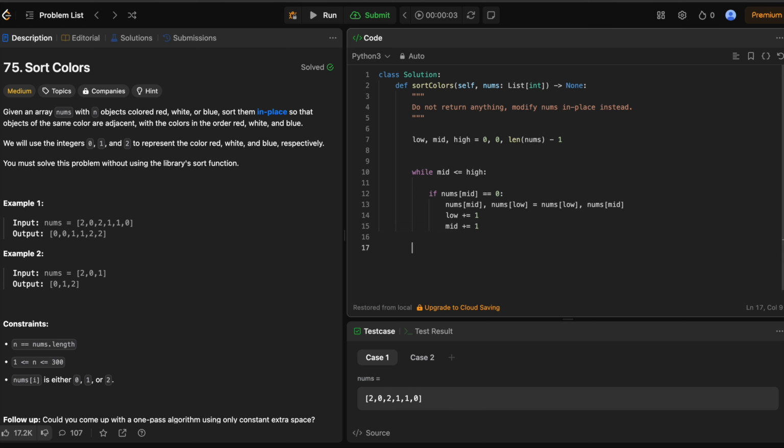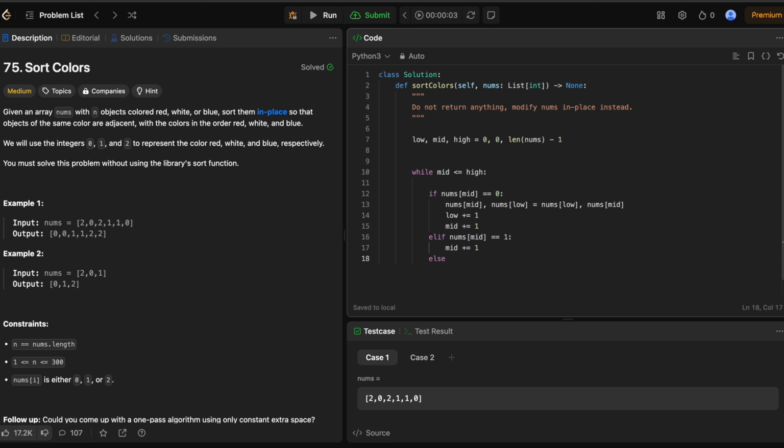Now our next case is going to be an elif, nums of mid is equal to 1. Sorry, you might be able to hear my dog in the background. Mid plus equals 1. So in this case, we're just incrementing, right? Like here, if mid is equal to 0, we want to swap mid and low so that we push essentially all the zeros to the left side, and then we increment low, which means that anything to the left of low is going to be a 0. Here we're just keeping the 1s in the middle, so we're just incrementing by 1.